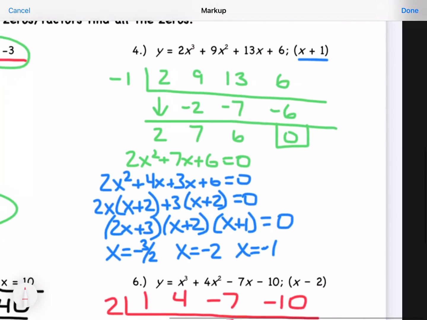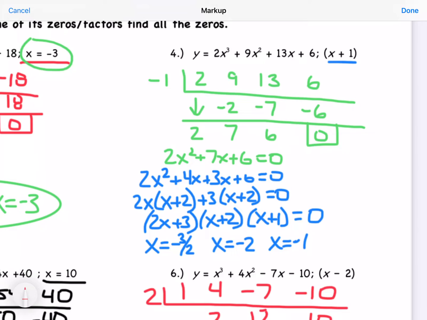When I move to number 4, now I'm given a factor again. So I put the negative 1 out front, and I work through my synthetic division. You can see we have no remainder. And so I have 2x squared plus 7x plus 6, and it's all equal to 0. Now I factor a times c, once again is 2 times 6, which is 12. The 2 numbers though that multiply to 12 and add up to 7 are 4 and 3.